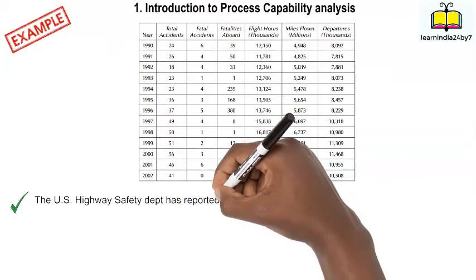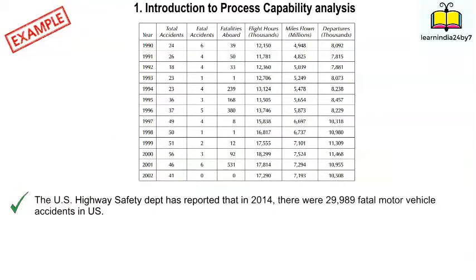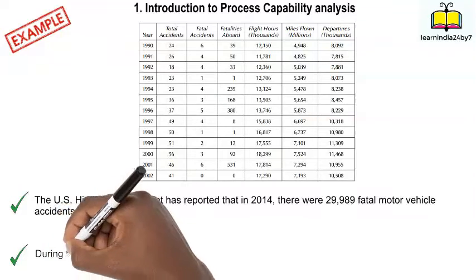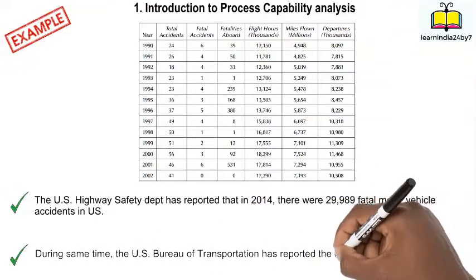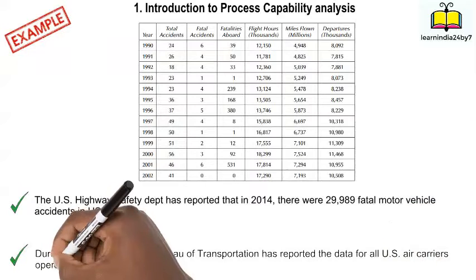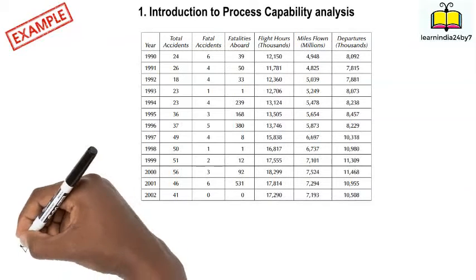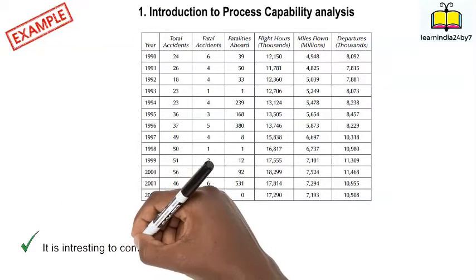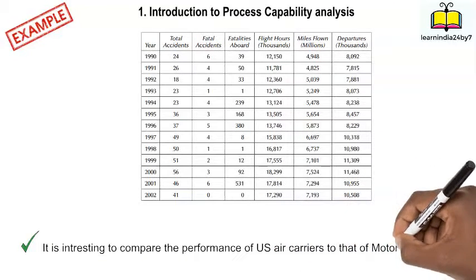The US Highway Safety Department has reported that in 2014 there were 29,989 fatalities in motor accidents. During the same time, the US Bureau of Transportation has reported air accidents data for all US air carriers. So now we are interested in comparing the performance of US air carriers with that of motor vehicles.